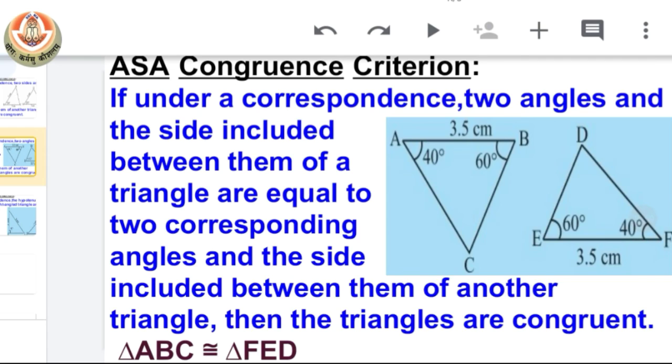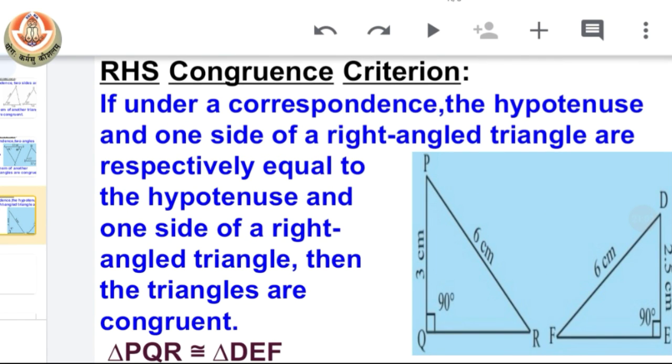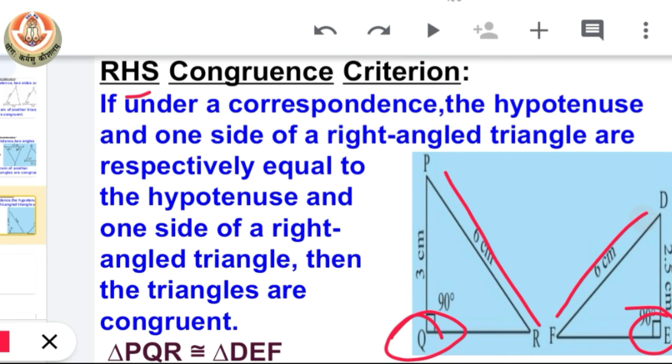And the last one is RHS, where both triangles have a right angle. Hypotenuse means the hypotenuse should be of the same length, which is 6 centimeter, and any one side should be of the same length. So here you can see 3 centimeter and here 2.5 centimeter. So to become corresponding, this should also be 3 centimeter.